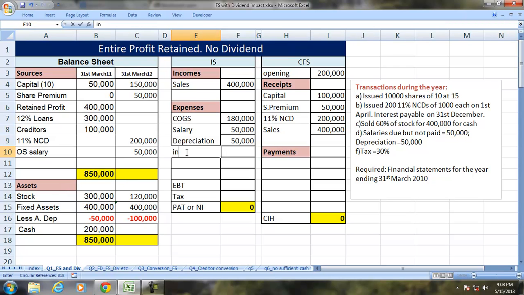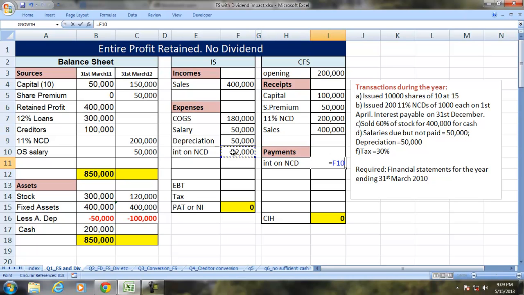Now interest on non-convertible debentures. Since the non-convertible debentures have been issued on 1st April, the interest will be for the full year because of the accrual concept. However, interest is paid every year on 31st December. So therefore, interest on non-convertible debentures will be paid to the extent of up to 31st December. That is for 9 months.